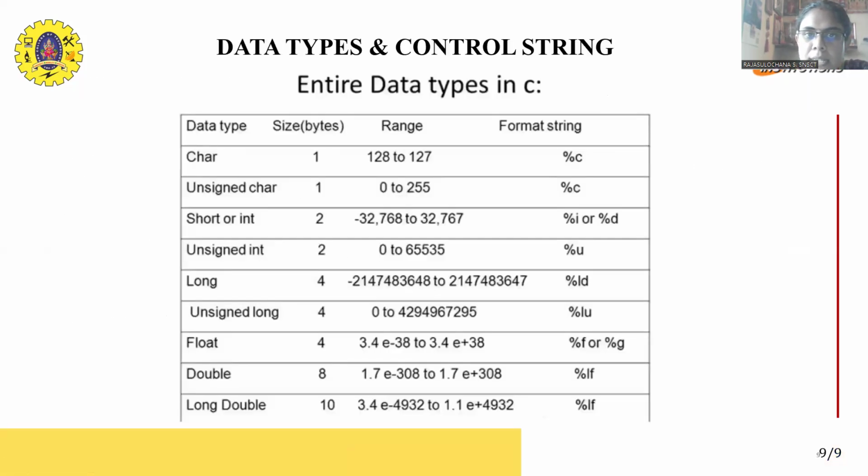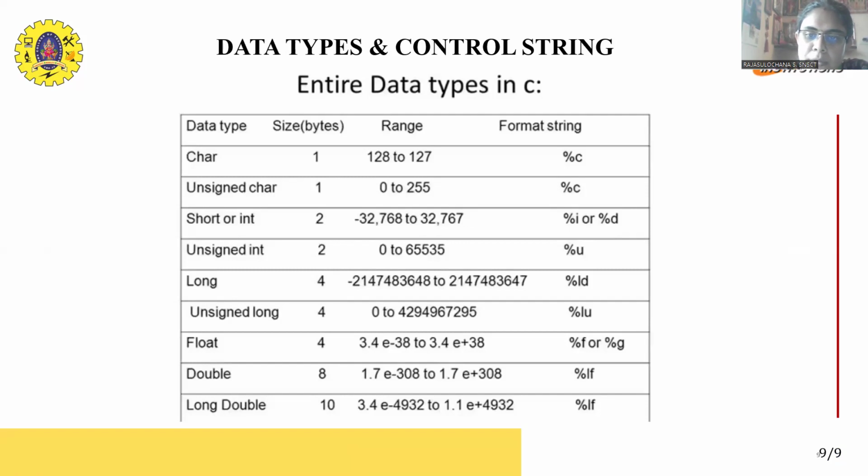So here are the various data types and their control strings. Character occupies 1 byte and its format specifier or control string is %c, and for unsigned character again it is %c. For short int or int, it is either %d or %i, and it occupies 2 bytes of memory. For unsigned int, the format string is %u. For long int, it is %ld, and it occupies 4 bytes of memory. For unsigned long int, it is %lu. Again, it occupies 4 bytes of memory since it is long.